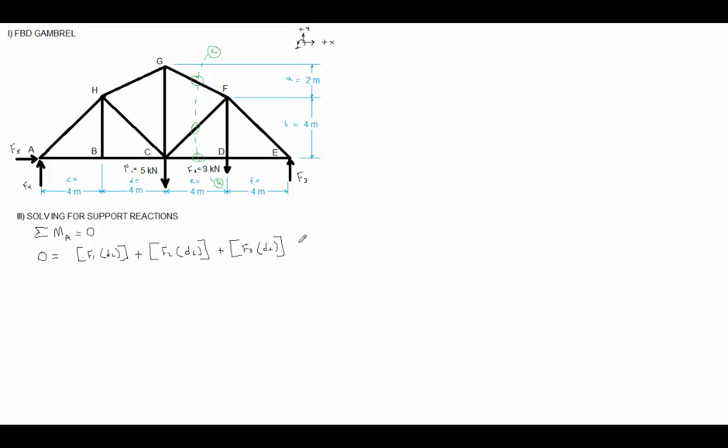If you want to continue and write plus F4 times D perpendicular and plus F5 times D perpendicular and then cross them out, that's fine. But if you see that they equal 0, they don't produce any moment, you may leave them off.